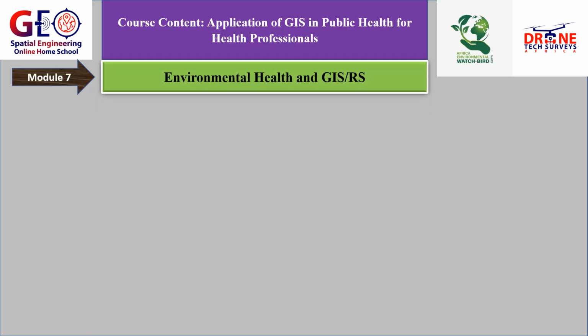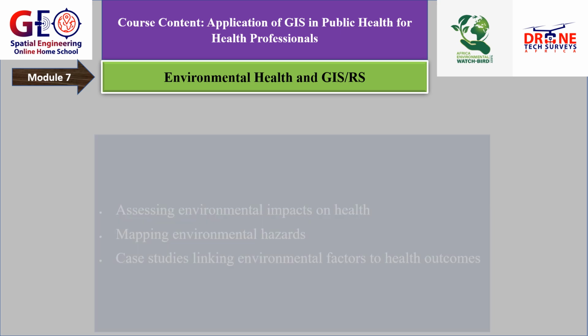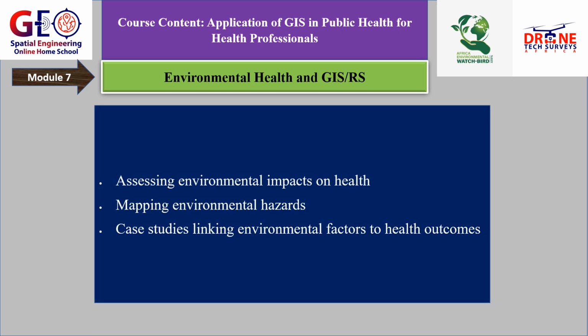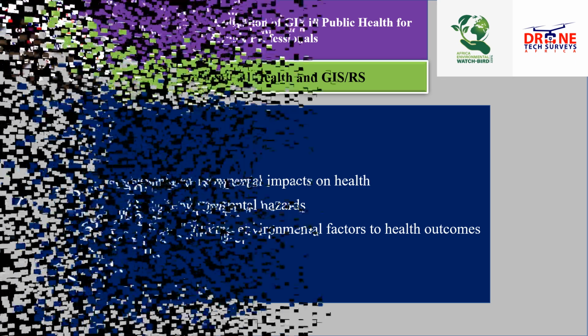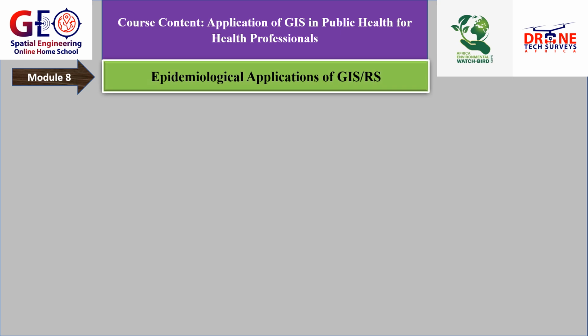Module 7, we are going to discuss environmental health and GIS. Under that module, we are going to see assessing environmental impact on health. We are going to see mapping environmental hazards. Lastly, on that module, we are going to deal with a case study linking environmental factors to health outcomes. We are going to move to Module 8.